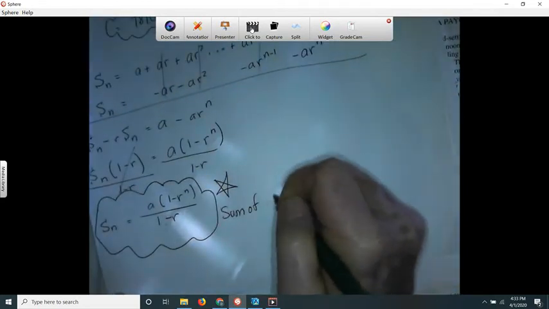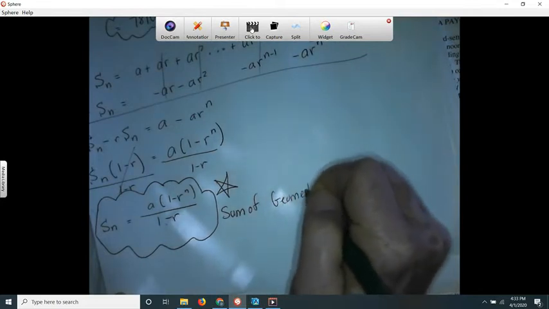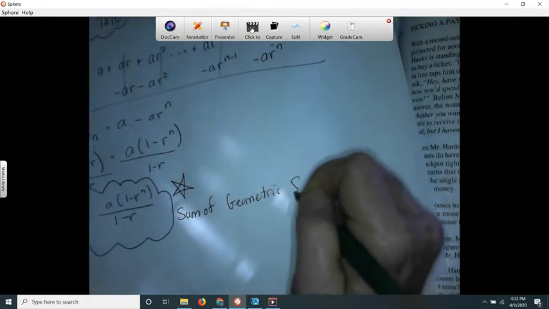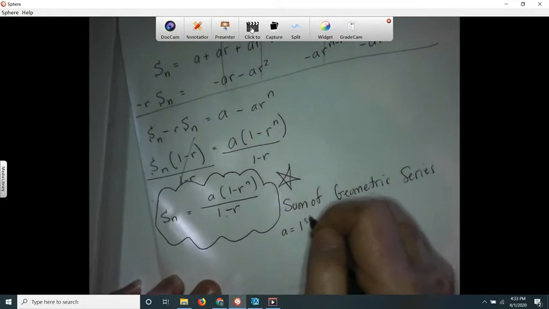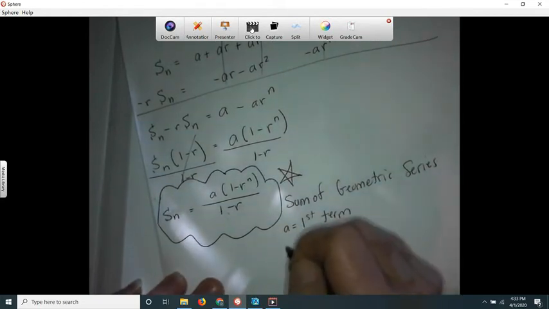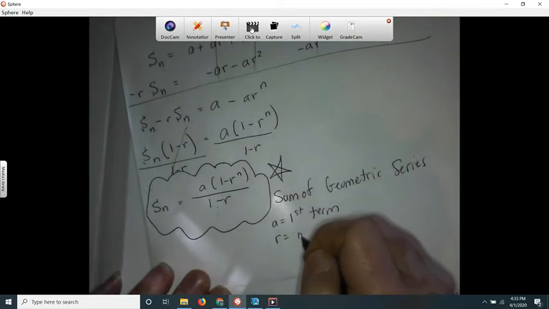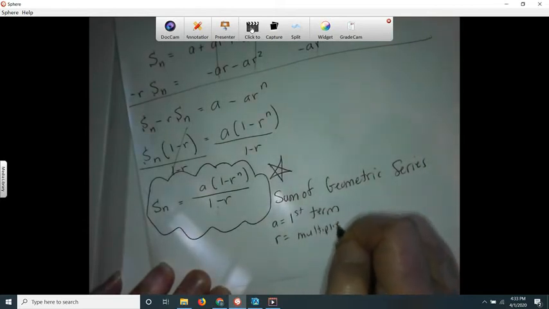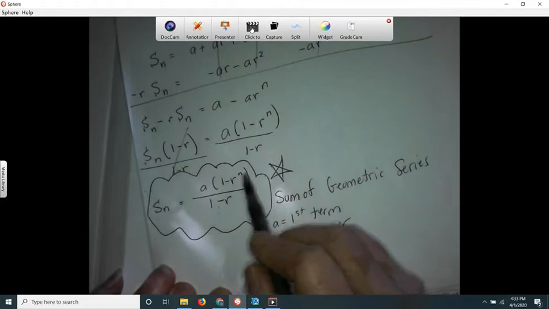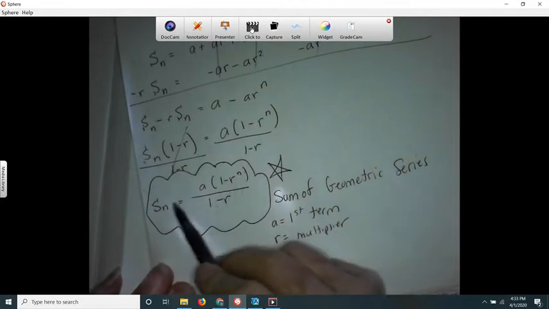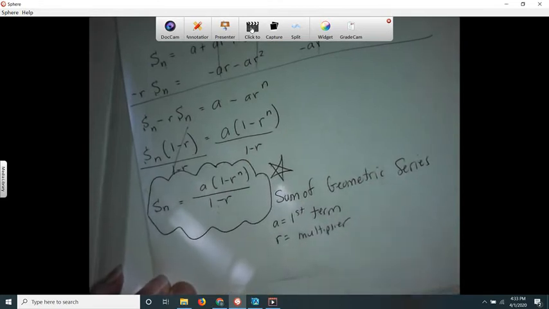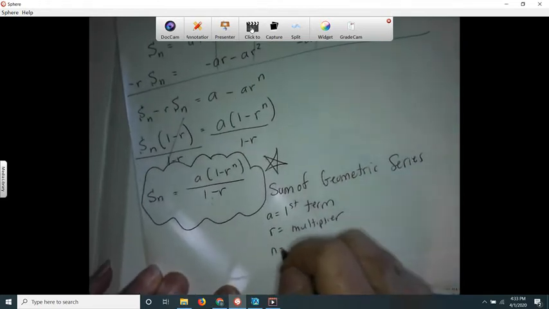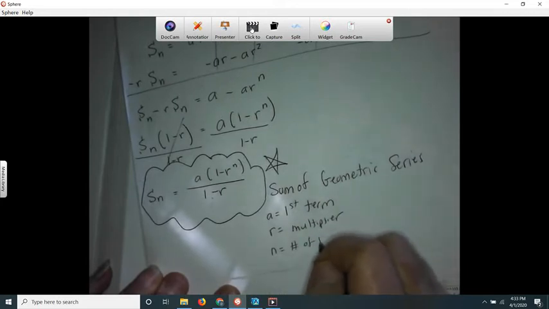of a geometric series. The sum of the first n terms. So A is the first term. R is the multiplier. And n is just like if you want the first 10 terms or the first 100 terms. N is the number of terms. Okay? I'll write that. N equals the number of terms.